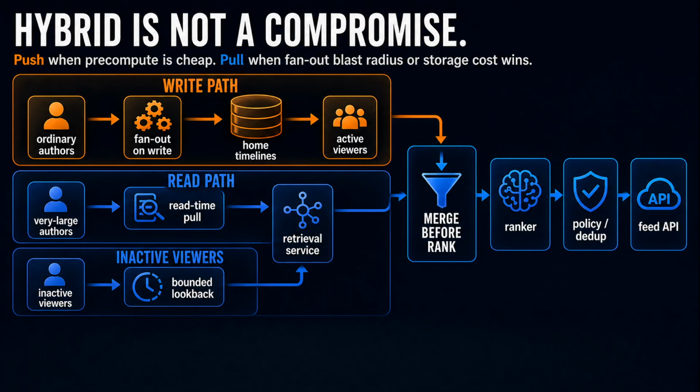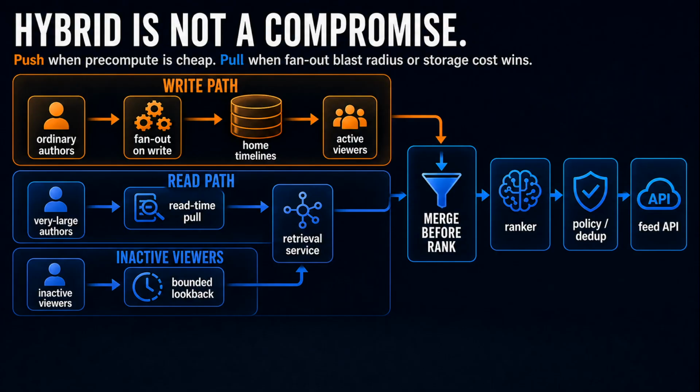So the practical answer is hybrid. Fan out on write for ordinary authors whose follower count is small enough to pre-compute cheaply. Fan out on read for very large authors and for inactive viewers whose feeds are not worth keeping warm. When a viewer opens, the retrieval service combines the pre-computed home timeline with pulled candidates from the big author path, then ranks and filters the merged set. Same idea as the room-level fan-out we ended Chapter 7 with.